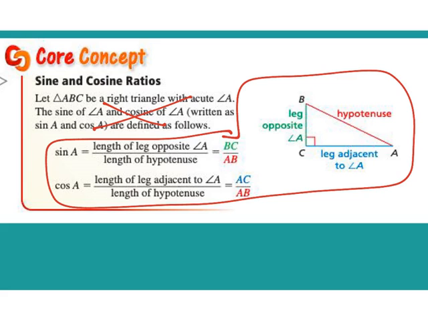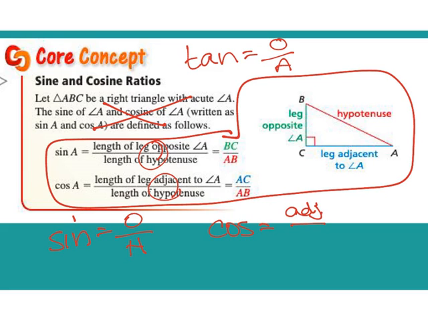So you'll notice we have new ratios. Tangent was opposite over adjacent, right? Well, sine is opposite over hypotenuse, and cosine is adjacent over hypotenuse. So now we get to use that hypotenuse in our ratios.